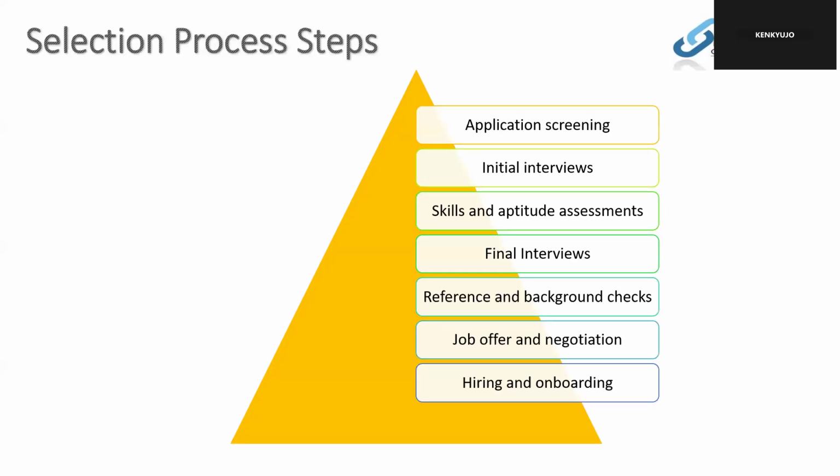The selection process also has a few steps. Now you can see on the screen: application screening. Then the organization conducts initial interviews, skill and aptitude assessment, then final interviews. After all interviews and assessments are done, the organization can go to references and background checks. When all things are completed, then job offer and negotiation, and finally hiring and onboarding.